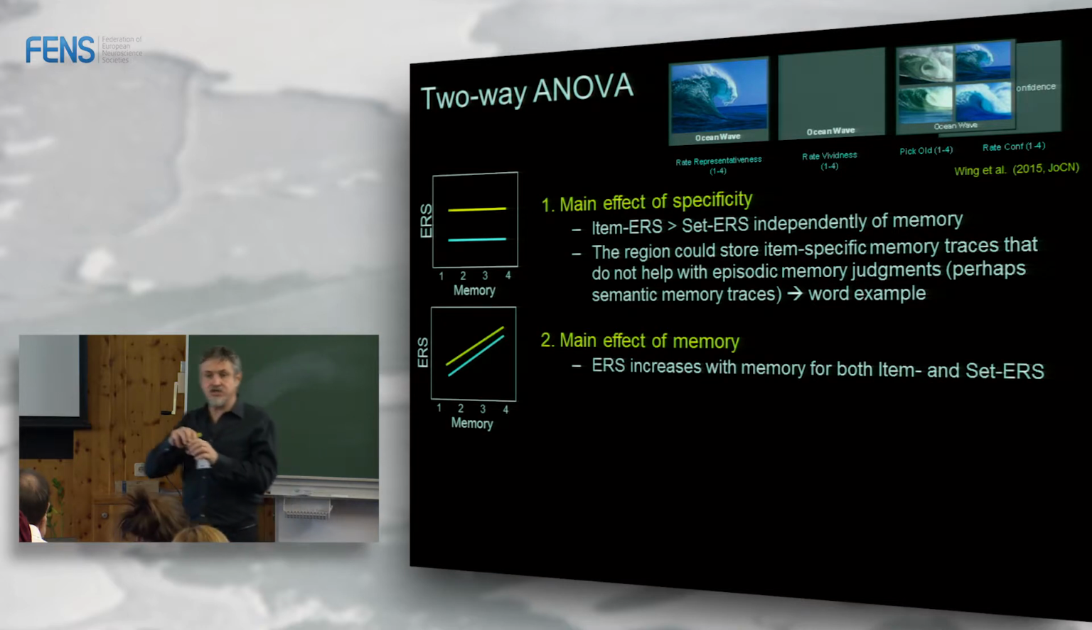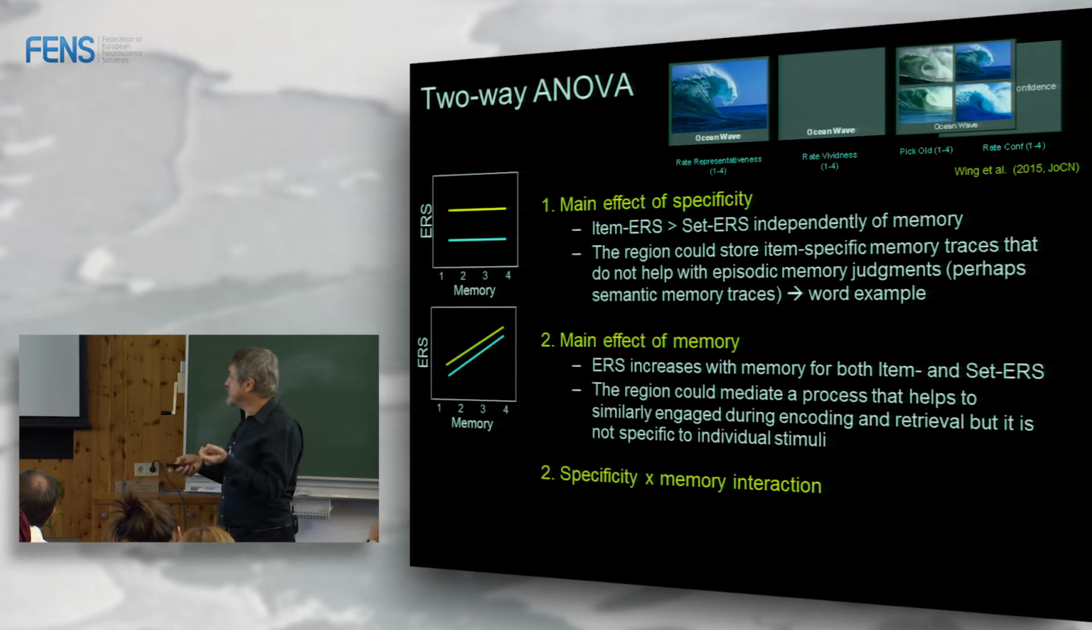These are regions in which the encoding retrieval similarity increases with memory, greater similarity, greater memory, but they don't differ when it's item to item than across. That will be kind of like a general similarity across pictures that is not sensitive to individual pictures. Is that clear, the idea of a memory main effect?